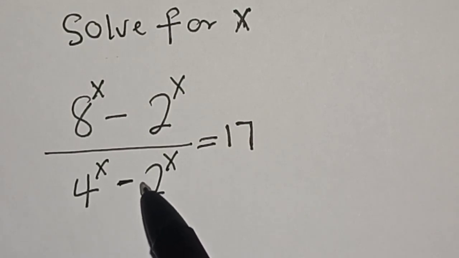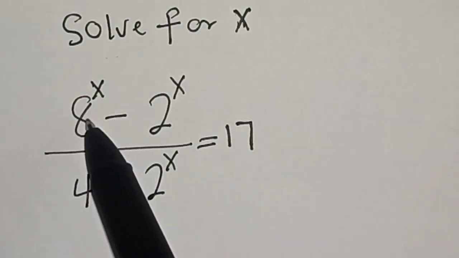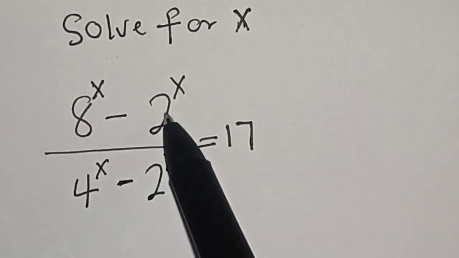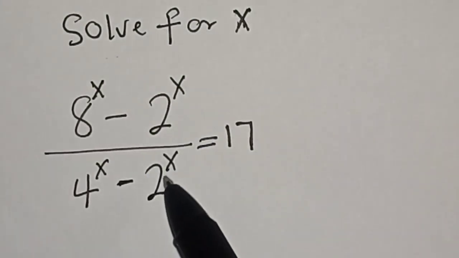In this class, we want to find the value of s from this exponential equation: 8 raised to power s minus 2 raised to power s, divided by 4 raised to power s minus 2 raised to power s, is equal to 17.